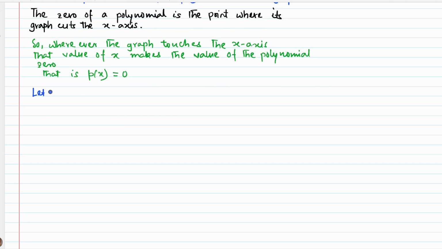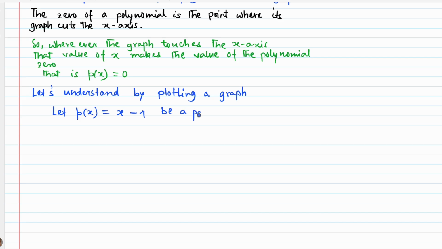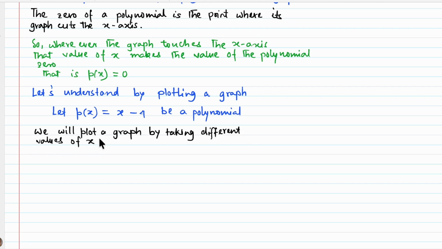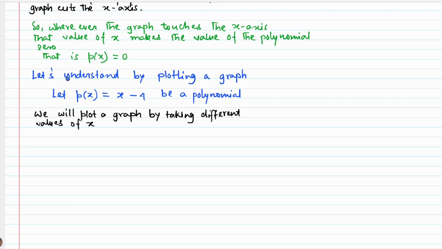So let's check this with an example. Let's understand with an example by plotting it in the graph for a given polynomial. So let p(x) equal to x minus 4 be a polynomial. Now we will take different values of x to plot the graph, and we'll see where exactly that particular graph is touching the x-axis.